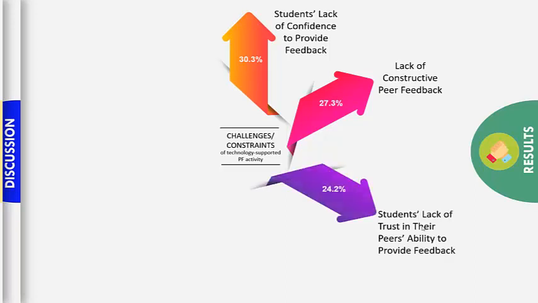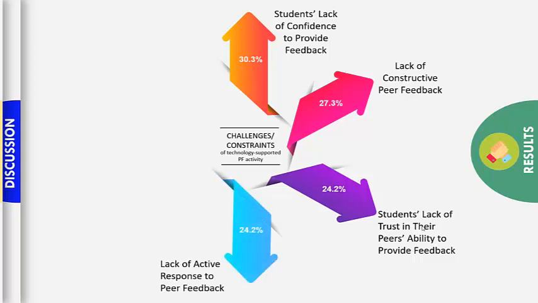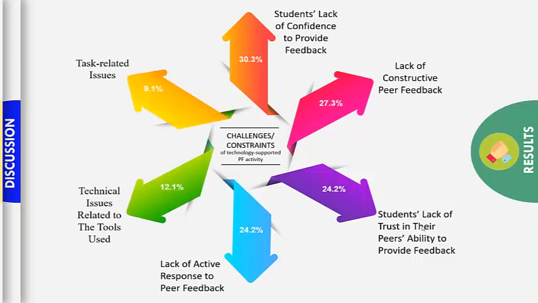Another challenge is concerned with students' lack of trust in their peers' ability to provide feedback. Some postgraduates cast their doubts on the reliability of the ideas and suggestions given by their peers. Some students thought that some of the comments from their peers might be wrong. Another challenge is related to students' lack of active response to peer feedback. Some of them did not revise their work meaningfully. Disagreement with peer comments and unwillingness to recognize the shortcomings of their work are some of the reasons suggested to explain the situation. Other issues are technical and task-related issues.